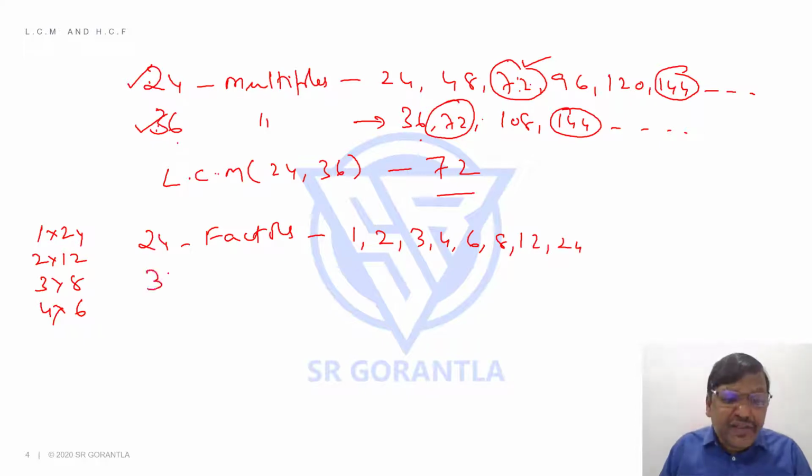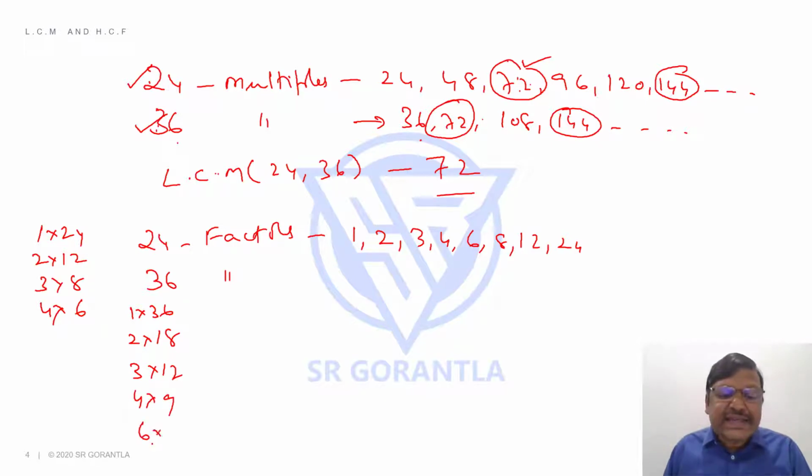So what are the factors of 36? How do you write? 1 into 36, 2 and 18, 3 and 12, 4 and 9, 6 and 6. So what are the factors of 36 now? If you see, 1, 2, 3, 4, 6, 9, 12, 18, 36.